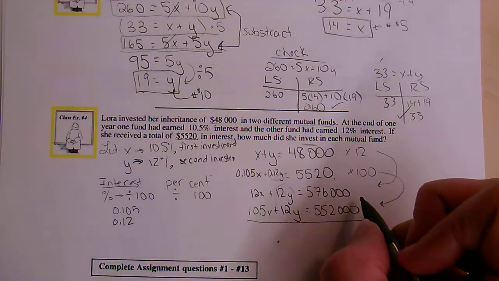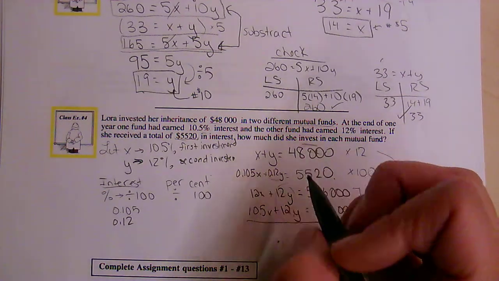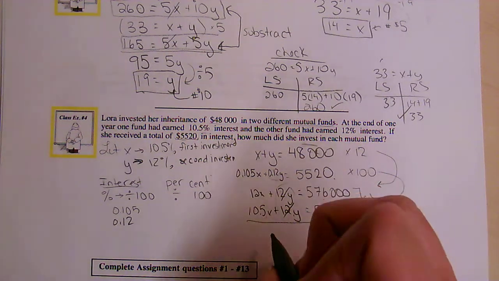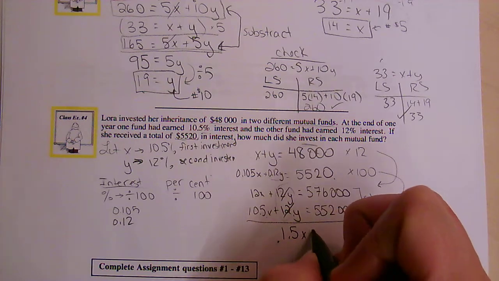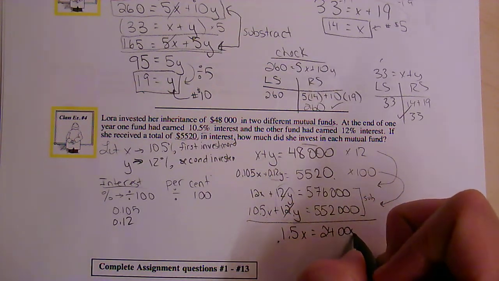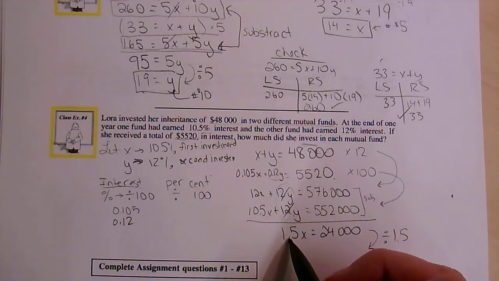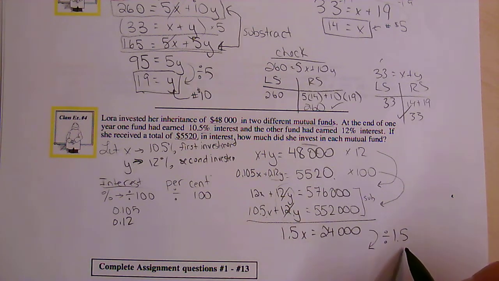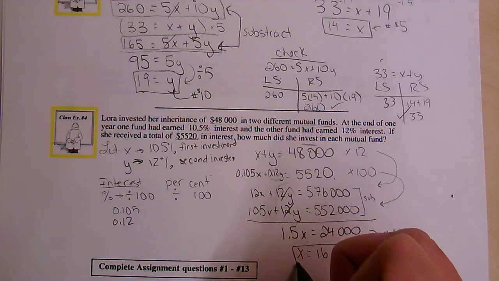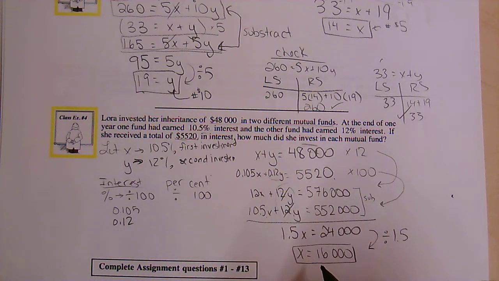There we go. So then these are the ones that I'm going to subtract. So 12y minus 12y, those disappear. 12x minus 10.5x is going to give me 1.5x. And then these two numbers subtracted, I'm going to have 24,000 left over. Since I've got 1.5x, I divide by that coefficient, and that gives me $16,000. So my first investment was $16,000.